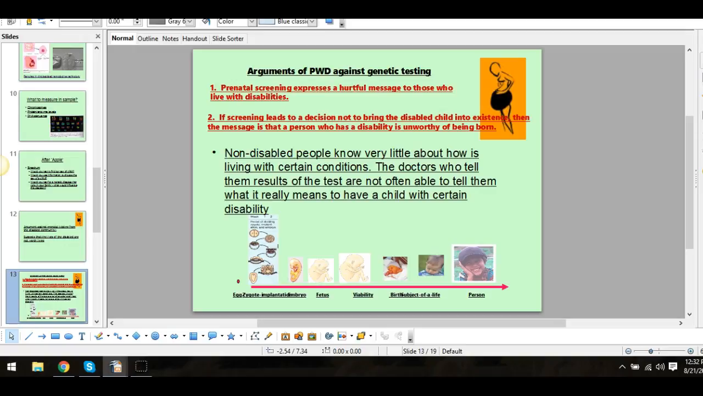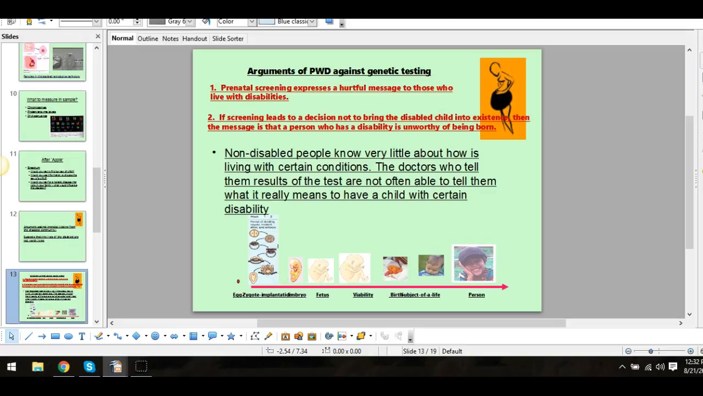People with disabilities have been strongly arguing against genetic testing. They say that prenatal screening expresses a hurtful message to those who live with disabilities. And also, if screening leads to a decision not to bring the disabled child into existence, then the message is that a person who has a disability is unworthy of being born, and also then unworthy of living, and that their lives must be miserable and full of suffering.